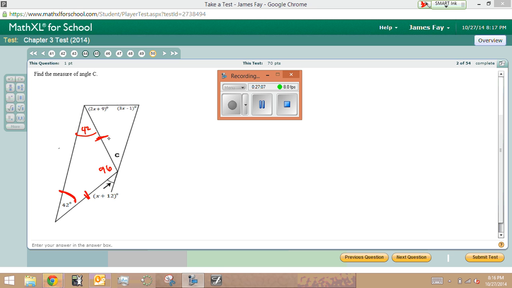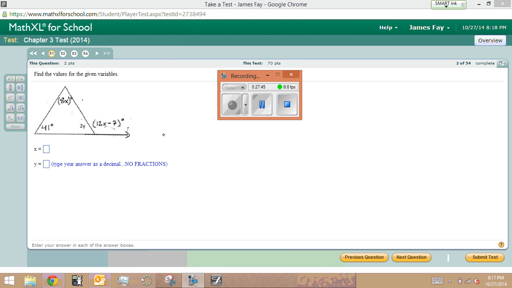Okay, and now what we can do is look at that angle there of 96 plus x plus 12. That's an exterior angle, and those are two remote interior angles. So I can say 96 plus x plus 12 is equal to 2x plus 9 plus 3x minus 1. We're going to solve that equation for x to get the correct answer. But again, I did give everybody that question correct. Next.